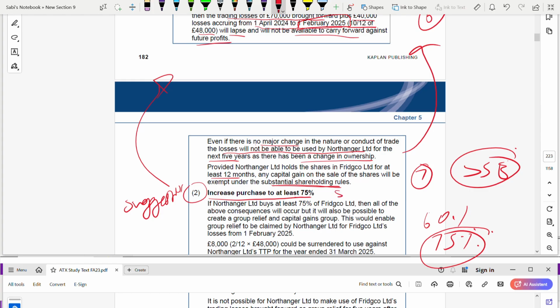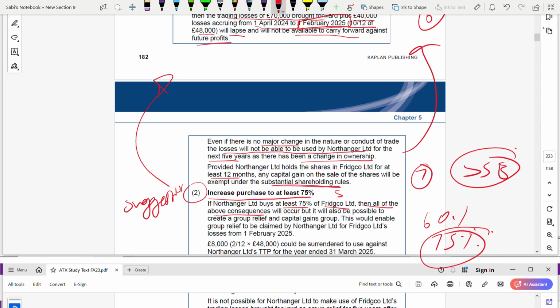You see, if you increase it to at least 75%, if you're holding at least 75% of this, then all of the above consequences, don't write all the consequences one after the other again, no need. If you write all of the above consequences, it's a report, it's understood, the examiner will follow through. That's why whatever you write before has to be clear cut. Later on you can refer to whatever you have written before.